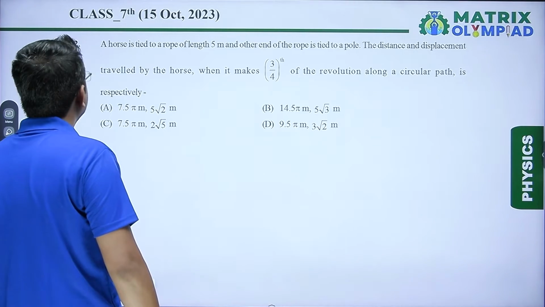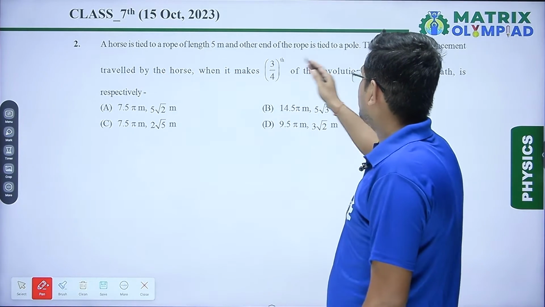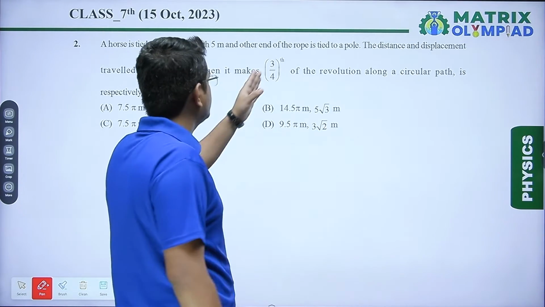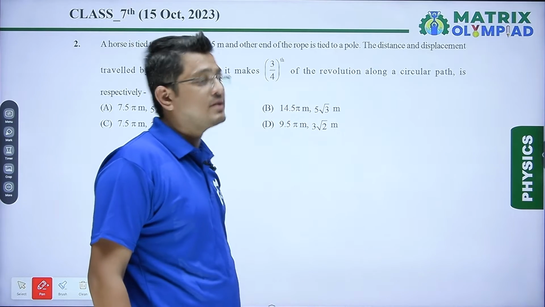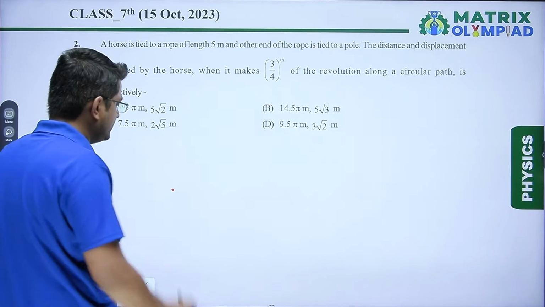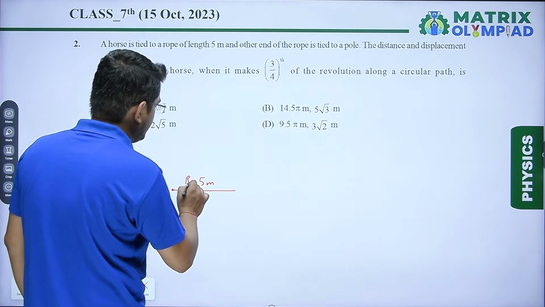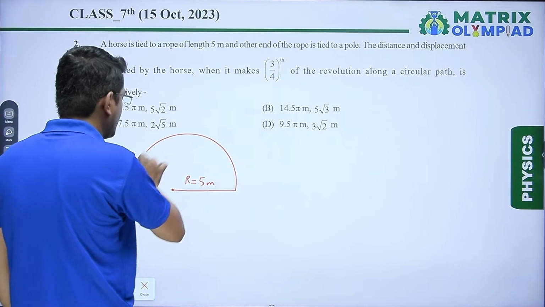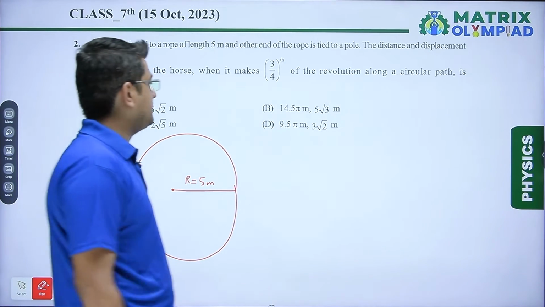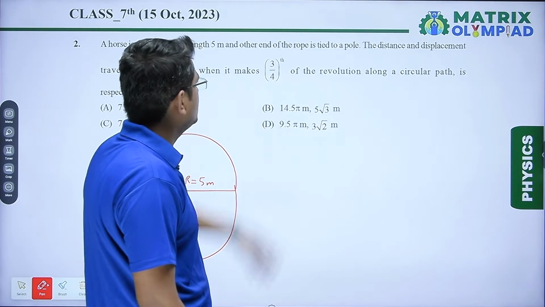it is said a horse is tied to a rope of length 5 meter and the other end of the rope is tied to a pole. The distance and displacement traveled by the horse when it makes 3/4 of the revolution along its circular path. That means, let's say if the pole is at the center point and the rope length is 5 meter, which is equal to the radius of the circular path, and the horse starts rotating in a circular path. So let us check what is the distance and displacement of the horse during 3/4 revolution.